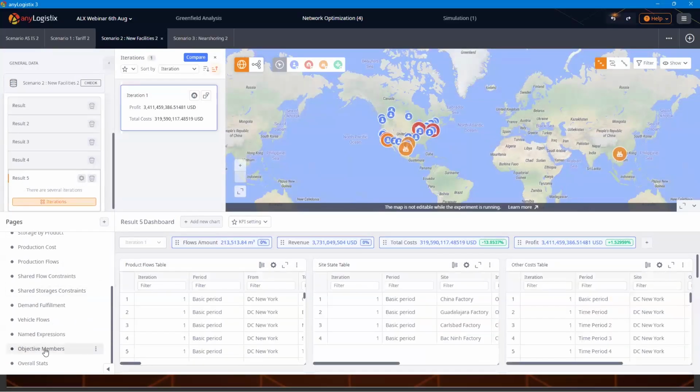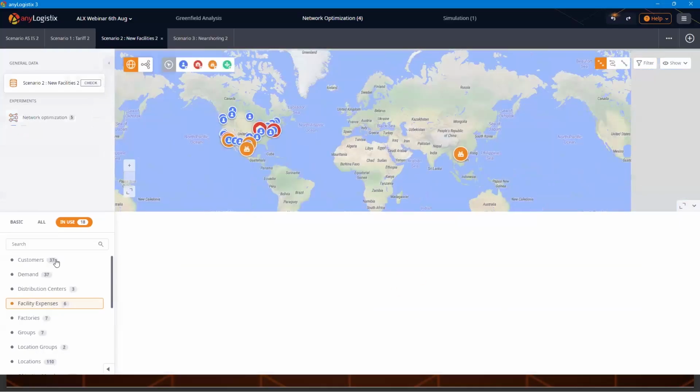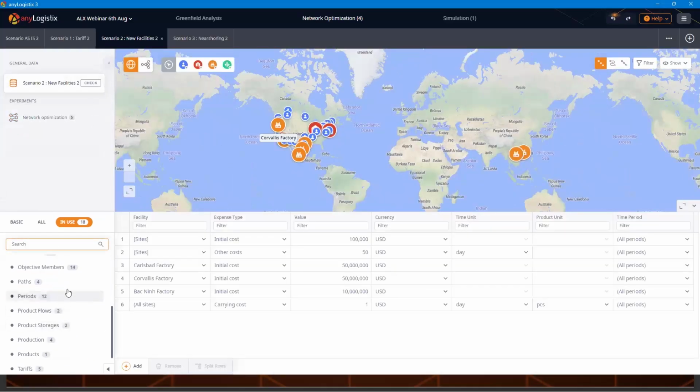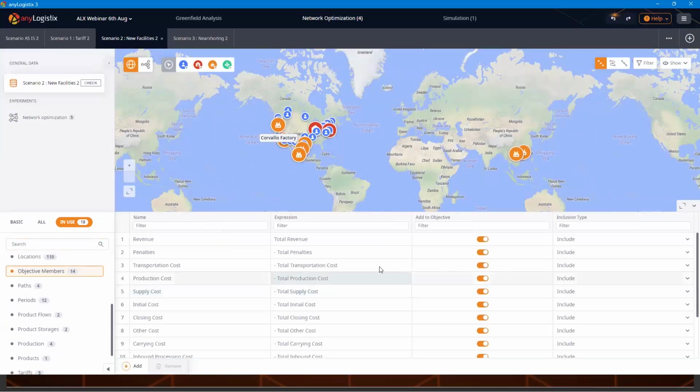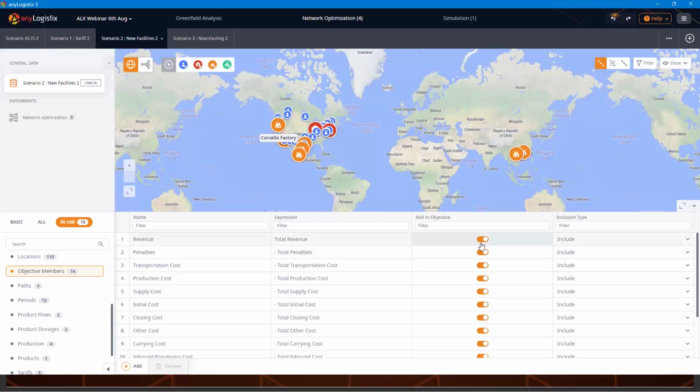If we jump to the objective members, because we are right now looking for the financial KPIs. Before moving there, as an input we also do have the objective members. Along with that, we have the revenue, and we have the cost. Ideally, anyLogistix is trying to maximize everything. It also maximizes the transportation cost, but you see the sign of this is negative. So ultimately, it is profit maximization, not a cost minimization problem, because we do have the revenue as well.